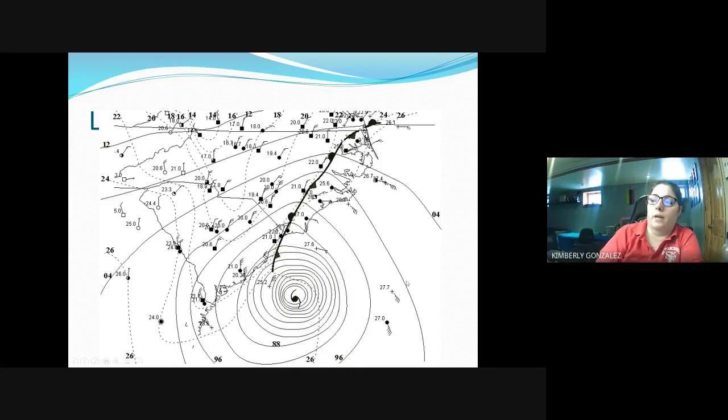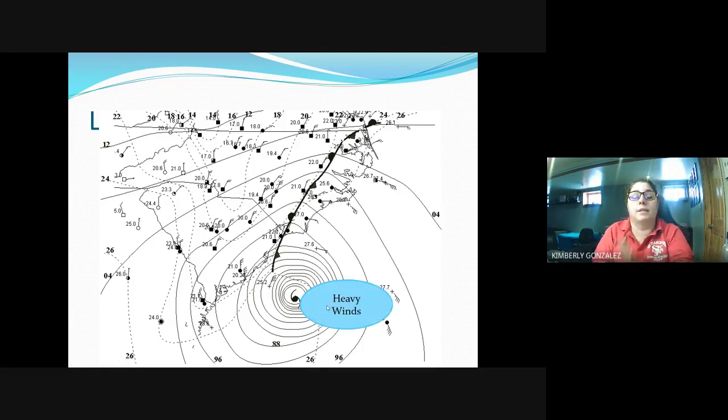Here we have lines all bunched together. What is that going to tell me? That we have heavy winds. Just like we did for a topographic map, when the lines were closest together, we had the steepest slope. On an isobar map, when the lines are closest together, you're going to have the heaviest winds. When they are furthest apart, they are going to have the lightest winds.